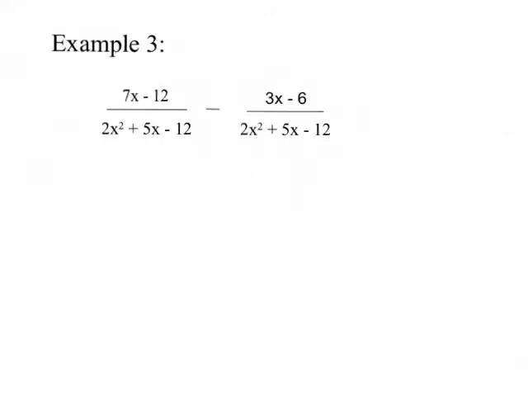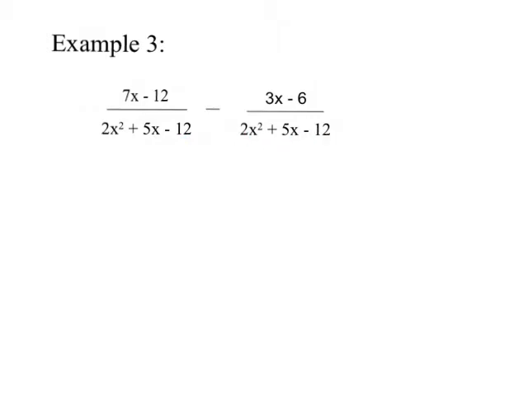Okay, now let's step it up a little bit. We'll see if we can get a little bit more involved here. So looking at the first one again, I have 2x squared plus 5x minus 12. Common denominator with this over here? Yes, looks like I have a common denominator.